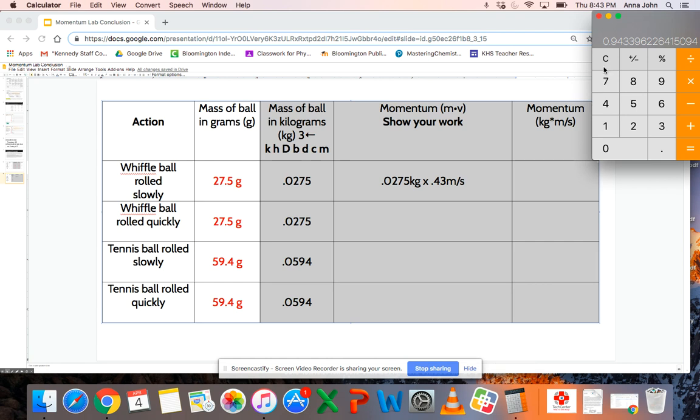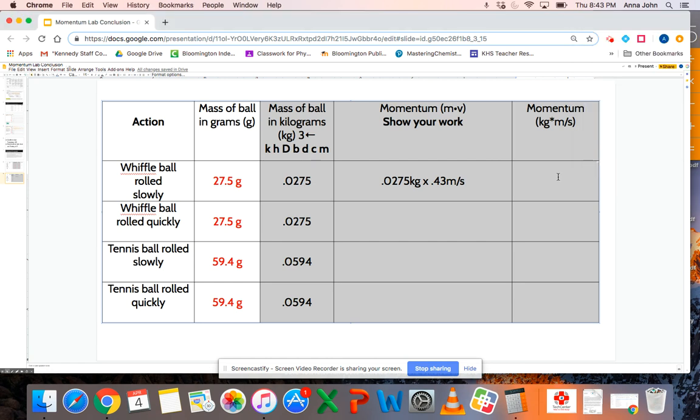Let me pull my calculator back up here. So 0.0275 times 0.43 equals 0.012, and that is going to be kilograms times meters per second. So you're going to complete that again for the next three, and then you'll be done with your momentum calculations.